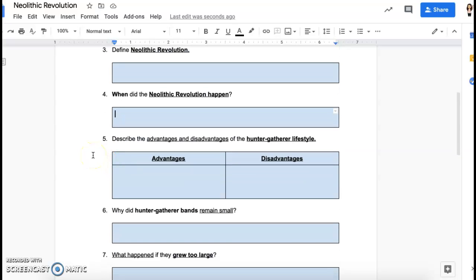Number 5, describe the advantages and disadvantages of the hunter-gatherer lifestyle. Type your advantages under advantages in the box here, and type the disadvantages underneath disadvantages in the box here.